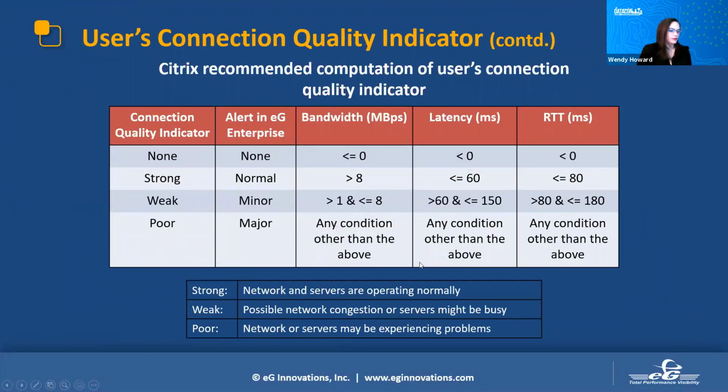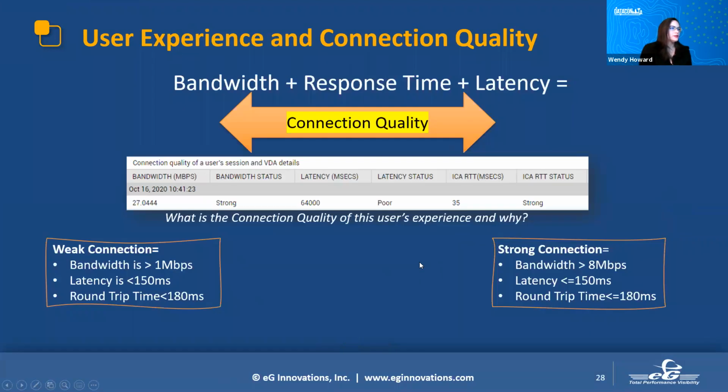Oh, okay, I went back too far. So now what you can do is combine those 3 metrics and come up with a connection quality. How good is the user's quality? Is it poor? Is it weak? Is it strong? And then you can start classifying your users based on this connection quality.